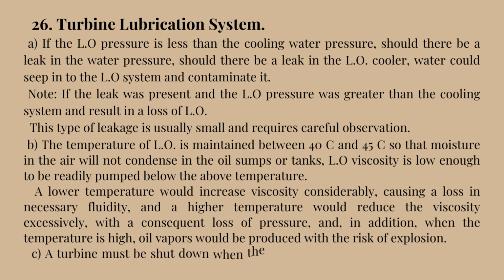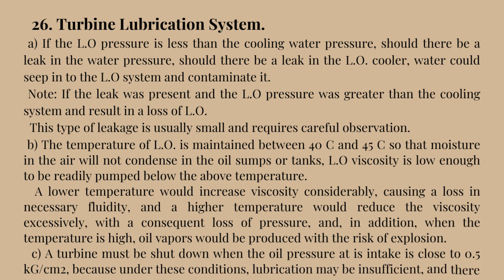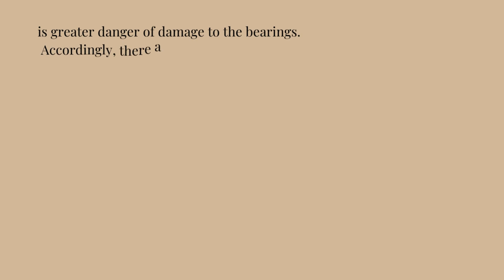C. A turbine must be shut down when the oil pressure at its intake is close to 0.5 kg per square centimeter, because under these conditions, lubrication may be insufficient, and there is greater danger of damage to the bearings. Accordingly, there are automatic low oil pressure shutdown systems.